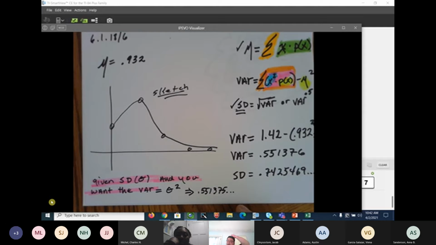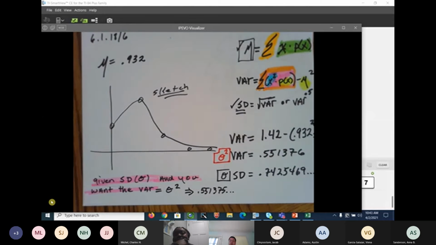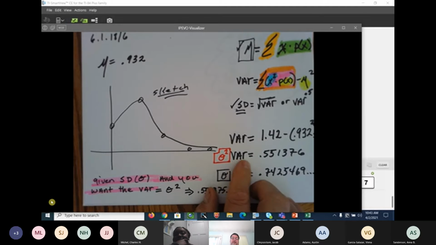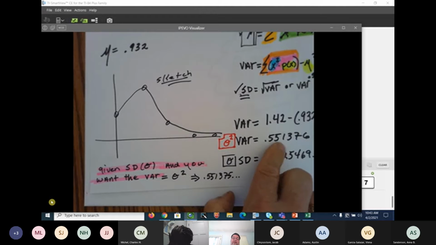So sometimes on your calculator you're going to be given the mean and sigma. And if they ask for the variance, which they may not, you need to take the standard deviation and square it. So I'm going to put sigma squared right here. They give you sigma on your calculator, and the test or homework question asks for the variance. That's sigma squared. You take that number and raise it to the second power, and that'll give you the 0.551 and so on.